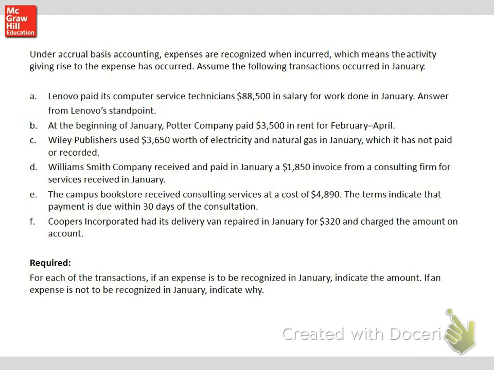So now flip it, and you're going to look at these 6 expenses. Go through the same thing. Is it an expense in January this time? Not October. January, and then do the journal entry.